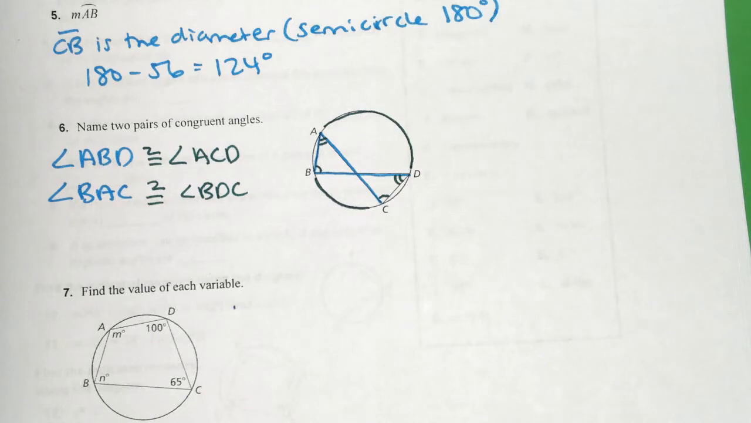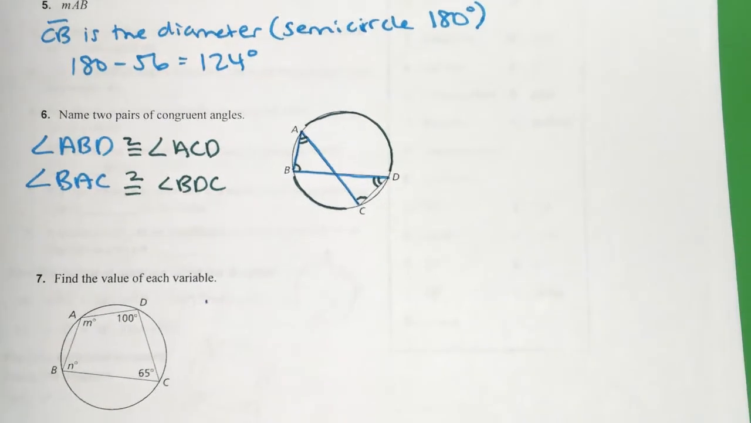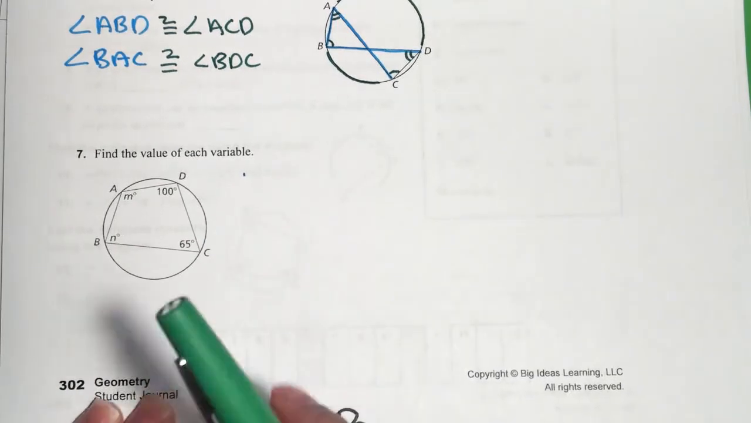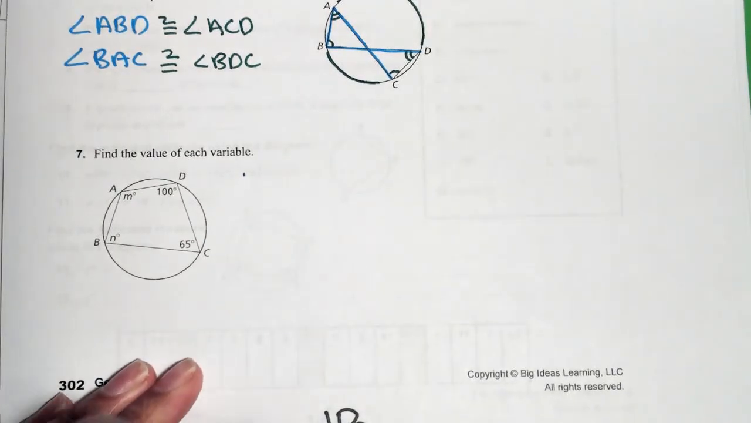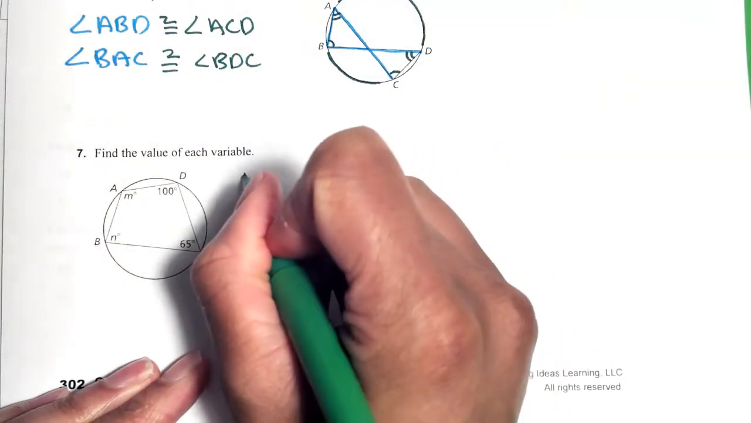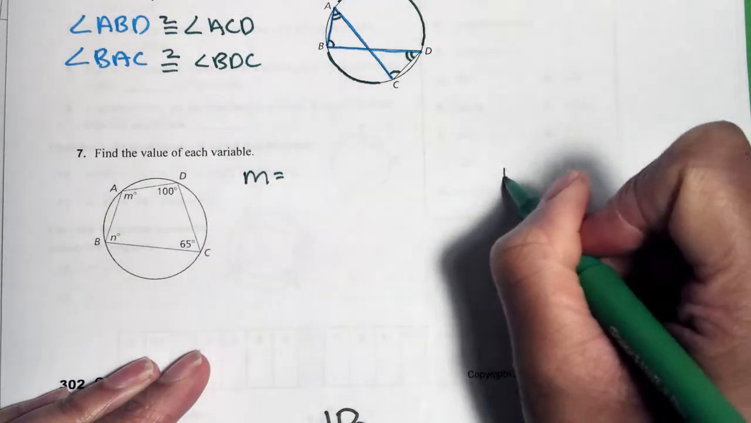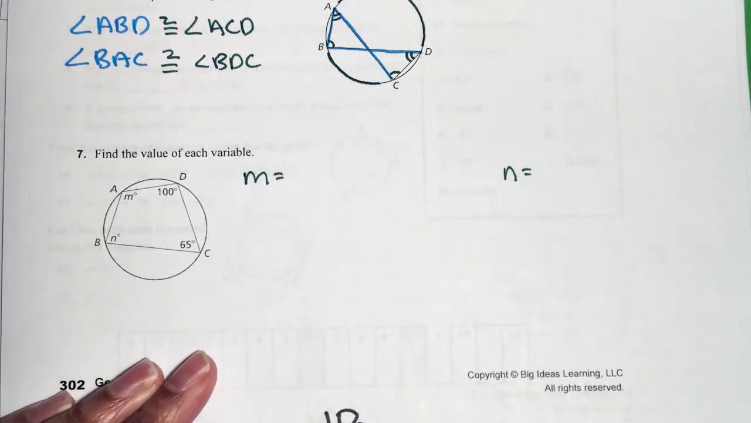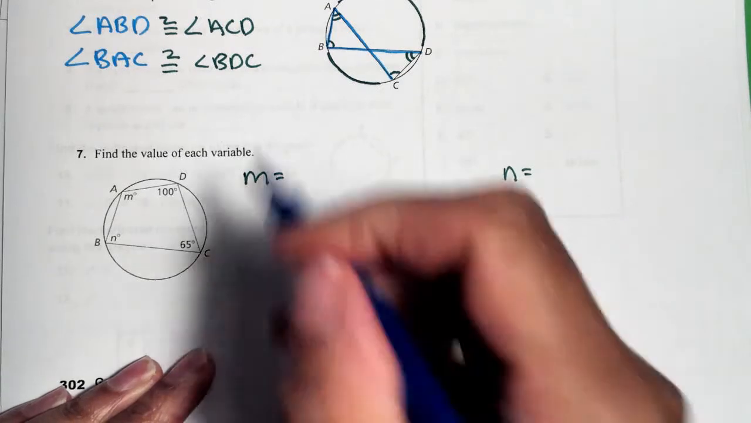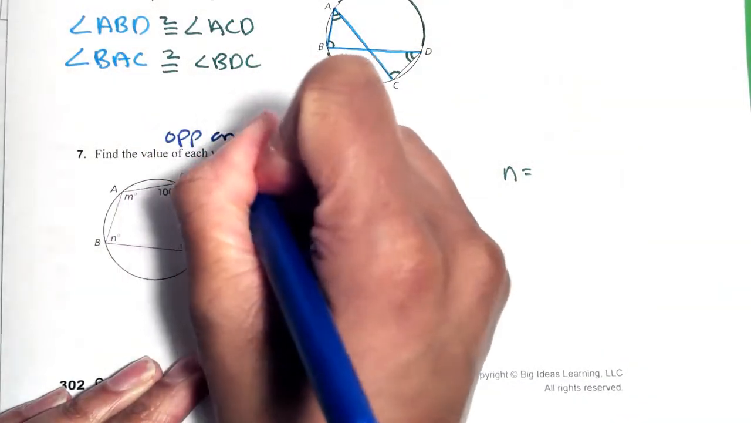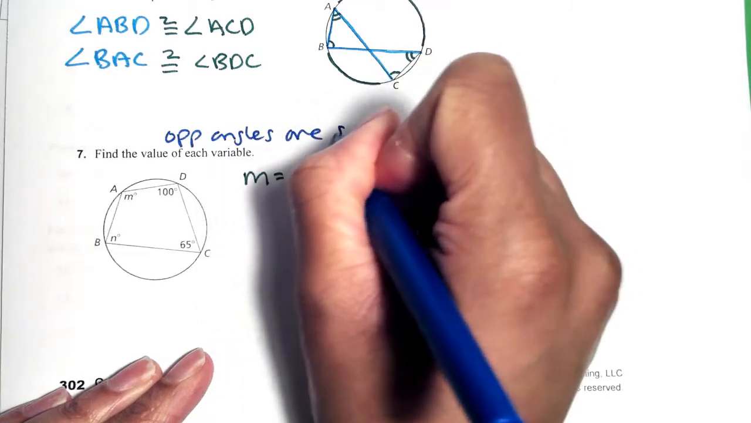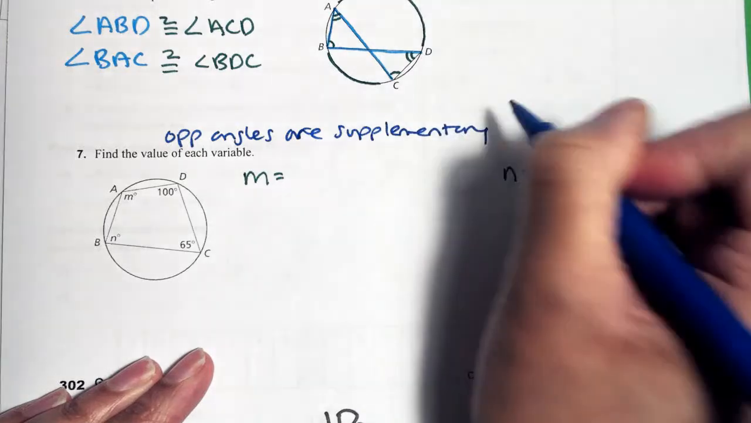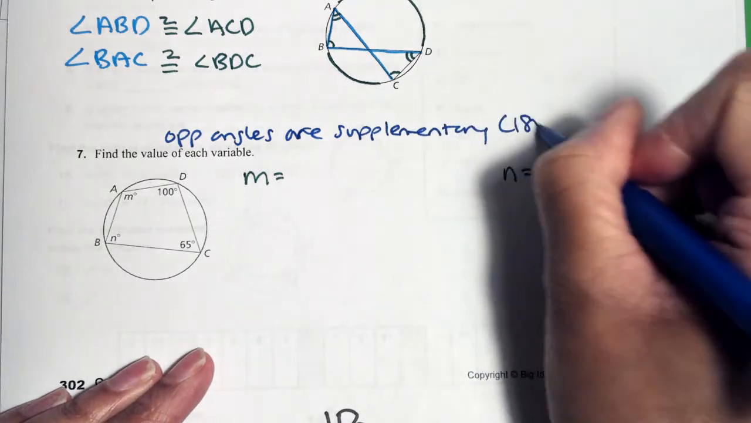And then in our last one, we have the Inscribed Quadrilateral theorem that you must apply to find the value of each variable. We need to find M, and we need to find N. If we want to find M, we know that opposite angles are supplementary, so they must add up to 180 degrees.